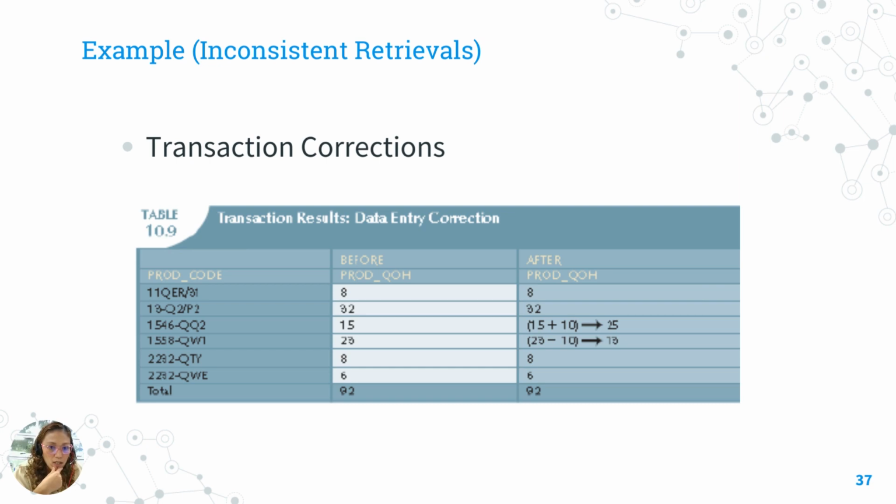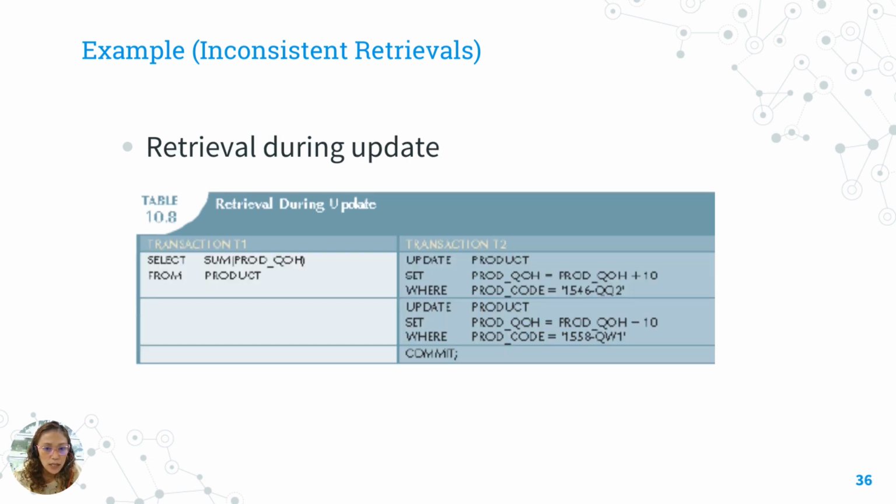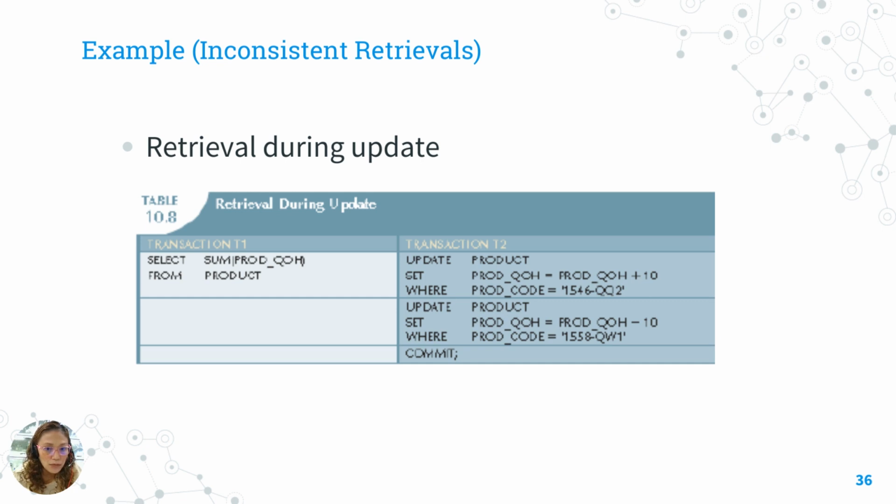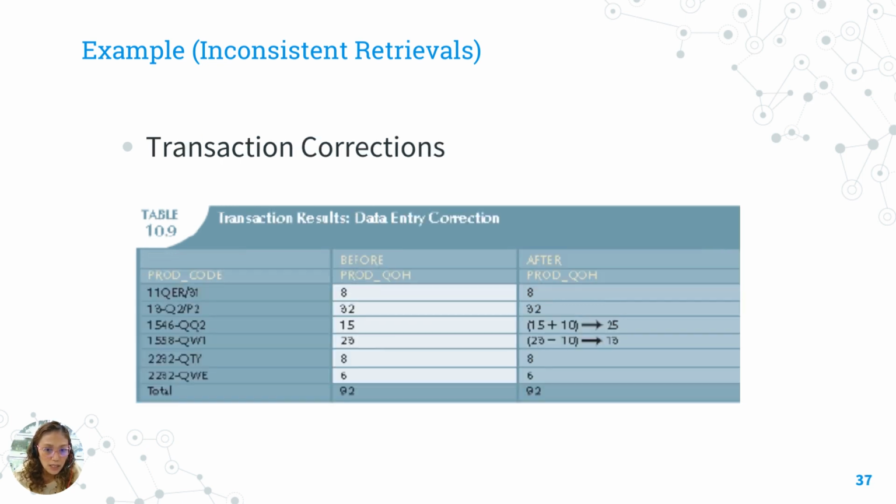For it to be correct, for this product code, it should be 15 plus 25. As you can see here, the product QQ2 should be added by 10, so it should give the product quantity of 25 added by 10. And for the product QW1, it is deducted by 10, so it should be 23 minus 10. So that's 13. This is how it looks.